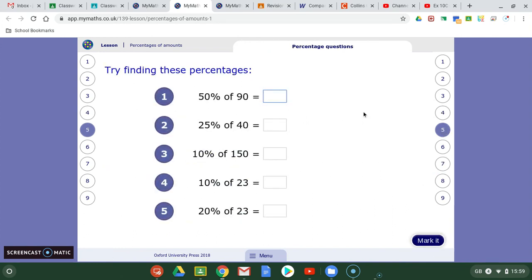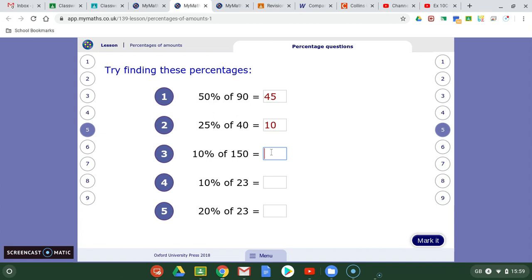So let's have a look. Let's have a few examples here. So let's try and find 50% of 90. Well, 50% is half, so we find half of 90, which is 45. 25% of 40, well, we know that 50% is going to be 20, so 25% is going to be 10. So that gives you the same thing as if you did 40 divided by 4, that would give you 10.